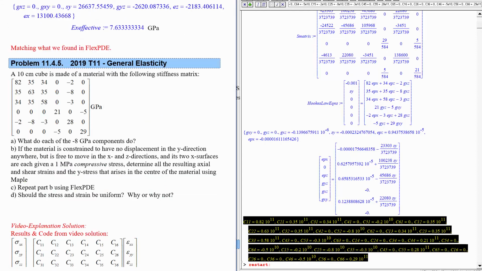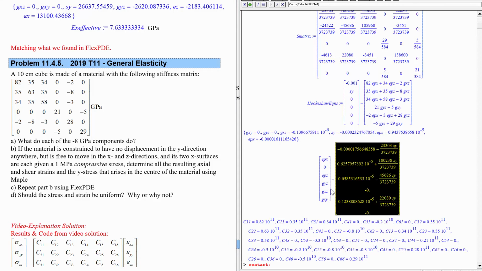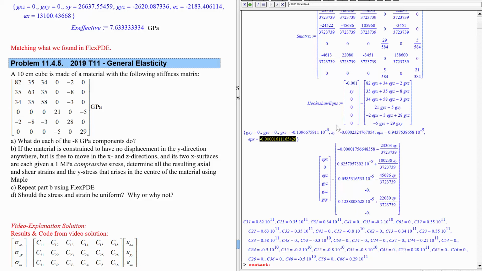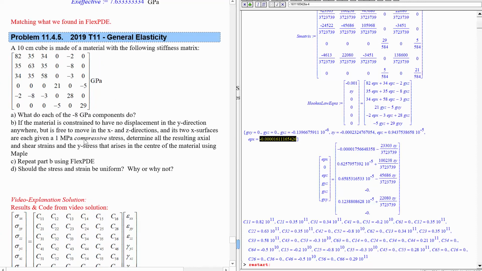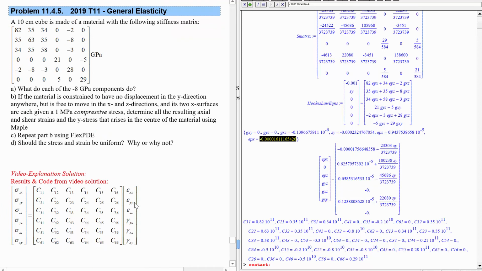The final part of the question asks us whether or not the stress and strain should be uniform. Certainly when we did the calculation in Maple, we assumed that the stress and strain were uniform. In order to be able to solve this, we said that the stresses we're applying on the exterior are going to map all the way through and still be those stresses in the center. The fact that FlexPDE perfectly agreed with Maple likely means that the stresses and strains are uniform, but why should they be?